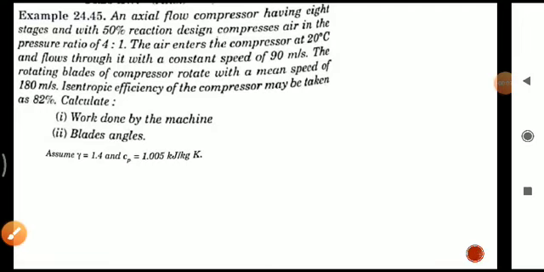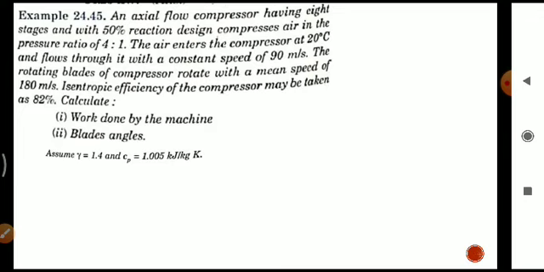Isentropic efficiency is given for calculating the final temperature. We already discussed how the TS diagram looks for an air compressor, that is, an axial and centrifugal compressor. To calculate the final temperature, we need the isentropic efficiency and the isentropic temperature rise.